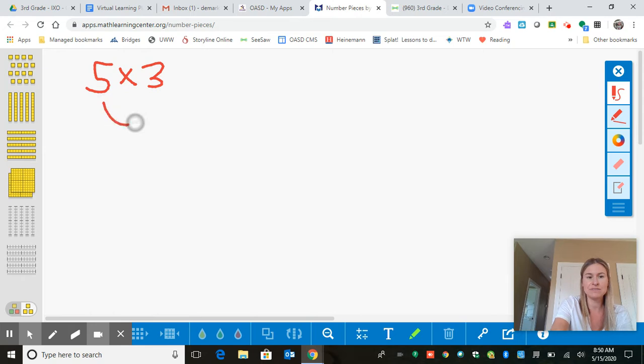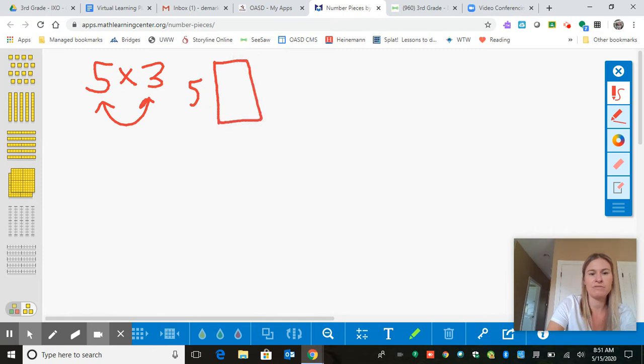We know that these numbers can be flip-flopped. As you solve it, I am going to show how I would do a quick array for this, a 5 by 3. And a 5 by 3 is 5, 10, 15. Are you with me there? So 5 groups of 3 is 15.